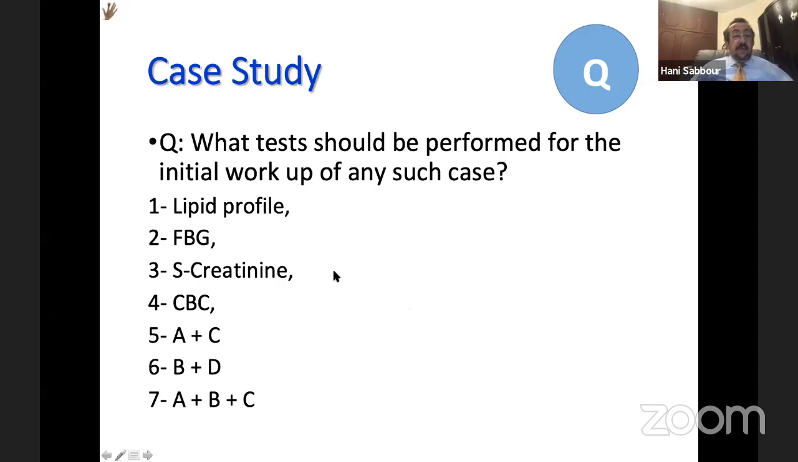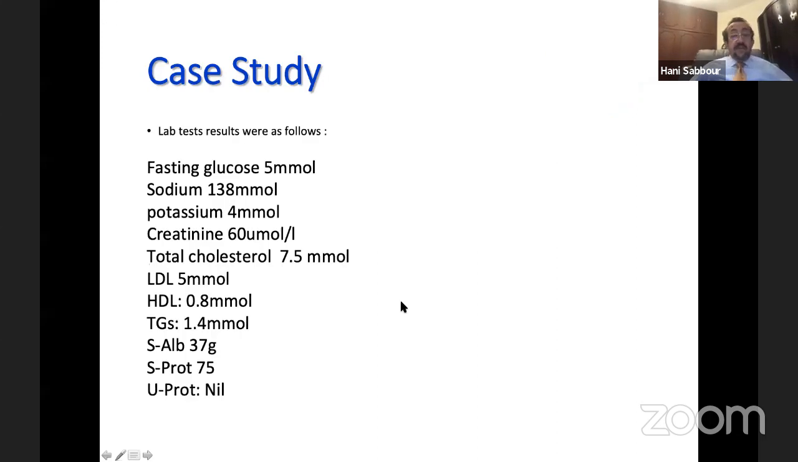All right. So absolutely, you definitely have to do the serum creatinine. You definitely need to do the lipid profile and the glucose because that impacts your treatments. So the glucose was 5, kidney function is normal, creatinine is 60. Patient has a very high LDL and no protein in the urine.